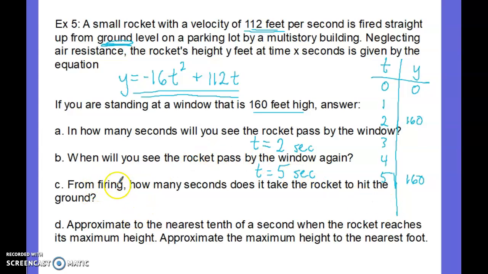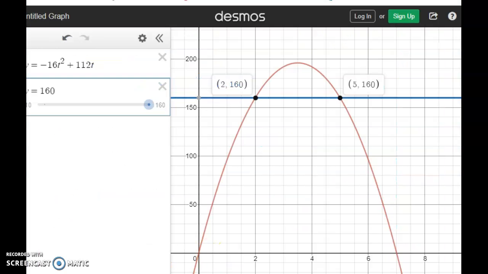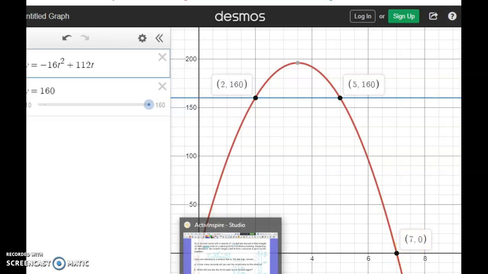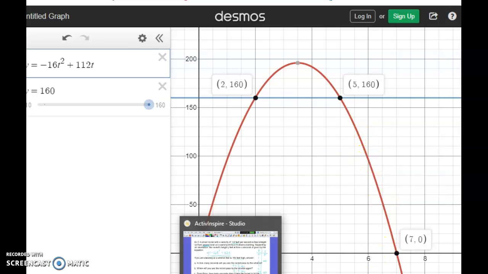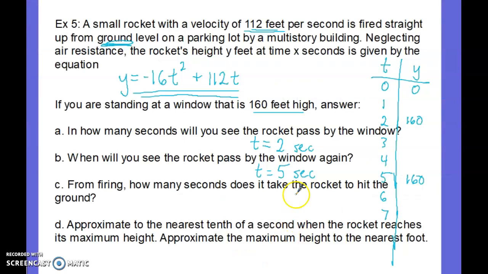From firing, from the beginning, how many seconds does it take the rocket to hit the ground? Again, you can guess and check with these tables until we see when the rocket comes back to Earth, which looks like t equals 7 seconds. I don't know what the value is at t equals 6, but back to this, t equals 7.